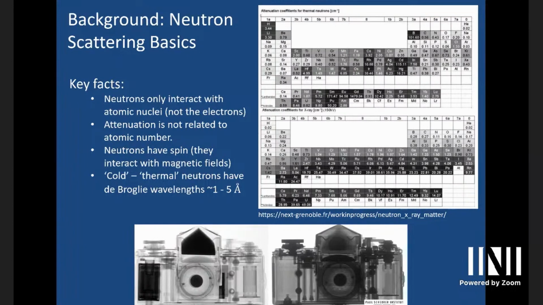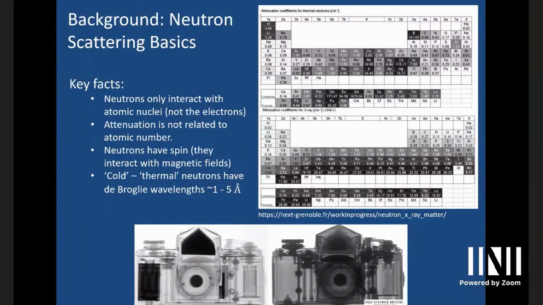You can do all the same sort of things with neutrons as you can with X-rays, so diffraction and imaging and the like. Because of this situation with attenuation, you get very different contrasts between neutron transmission images and X-ray images. There's this famous picture from PSI of somebody's camera in the beam, with an X-ray on the right-hand side and the neutron beam on the left-hand side.